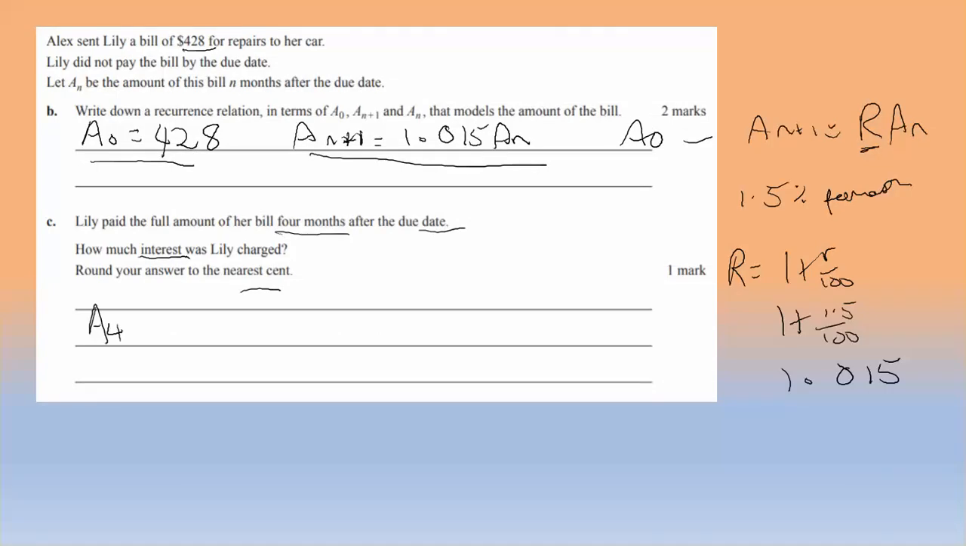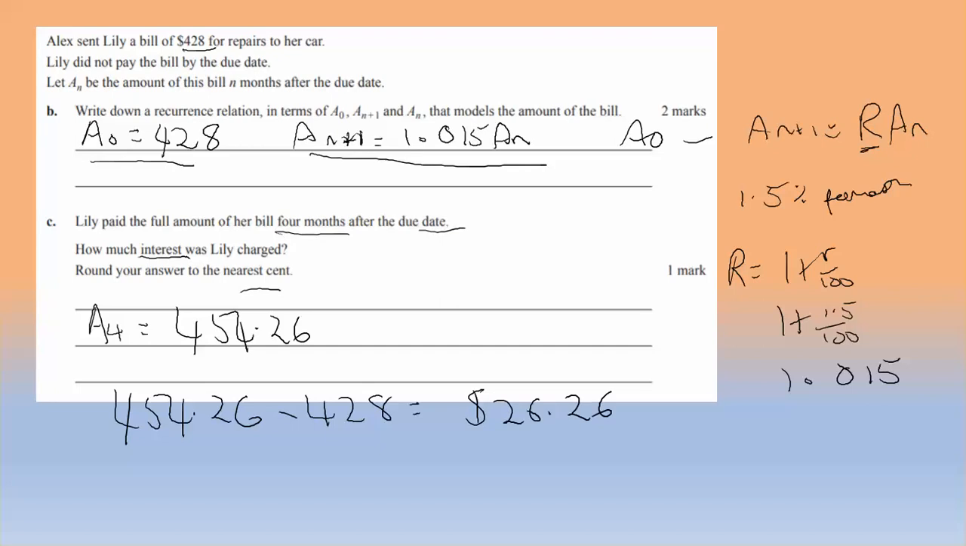So end of the fourth month was $454.26. So how much interest did she pay? So total amount minus the initial will give me my interest, $26.26. And remember, round to 2 decimal places appropriately. Not to the nearest 5 cent or the nearest 10 cent, to the 2 decimal places.